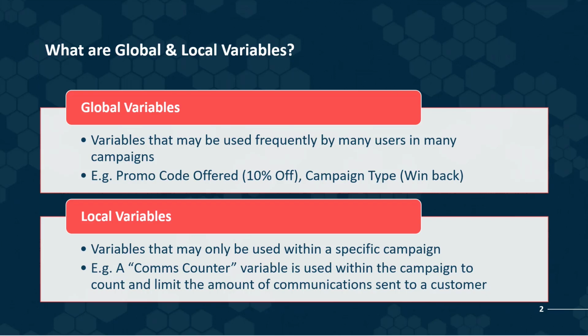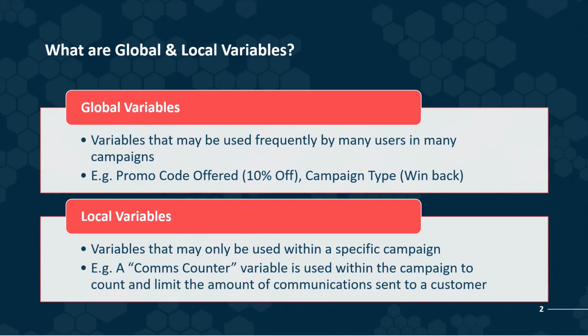So what are global and local variables? Global variables are variables that may be used frequently by many users in many different campaigns. For example, you might want to have a variable called promo code offered, which would have values that were offered to individuals, so 10% off offer or buy one get one free. You also might want to have a variable for campaign type to group together similar campaign types, so win back campaigns or upsell campaigns, for example.